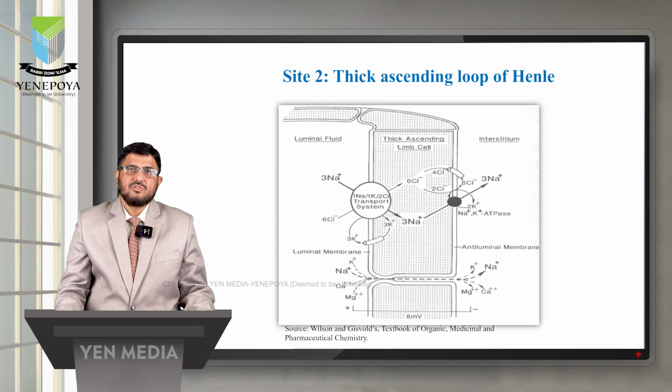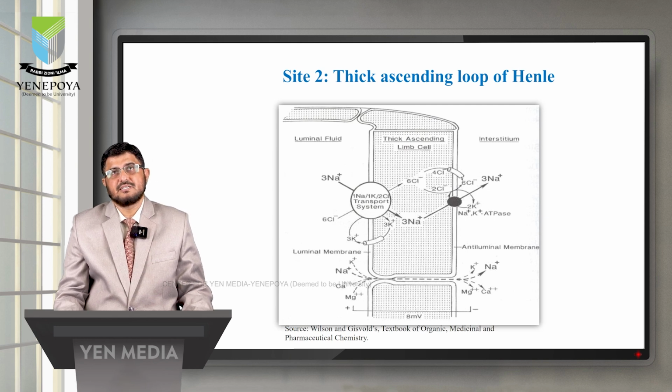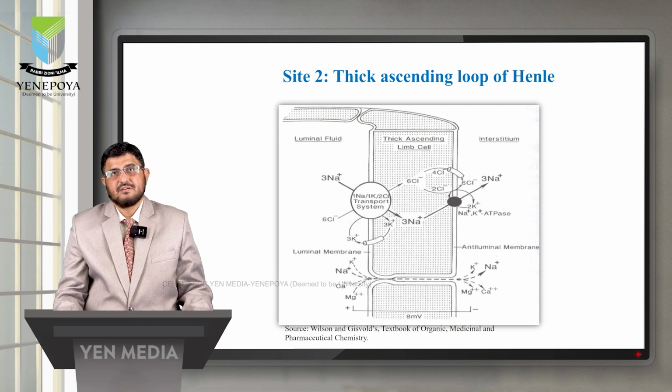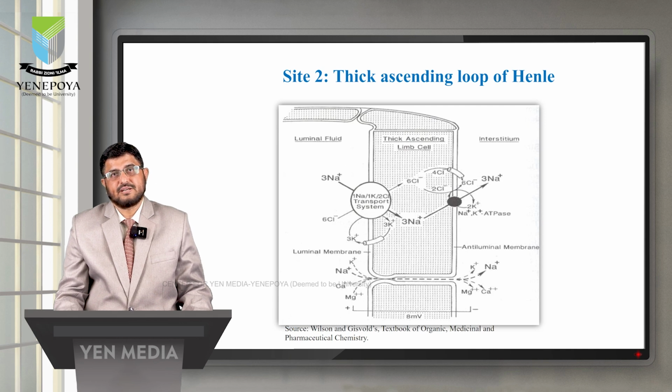So, this is the normal process of action taking place in the thick ascending loop of Henle. If we give a drug which blocks the sodium, potassium and 2 chloride transport system, what will be happening? There will be more sodium excreted, potassium excreted and chloride excreted.